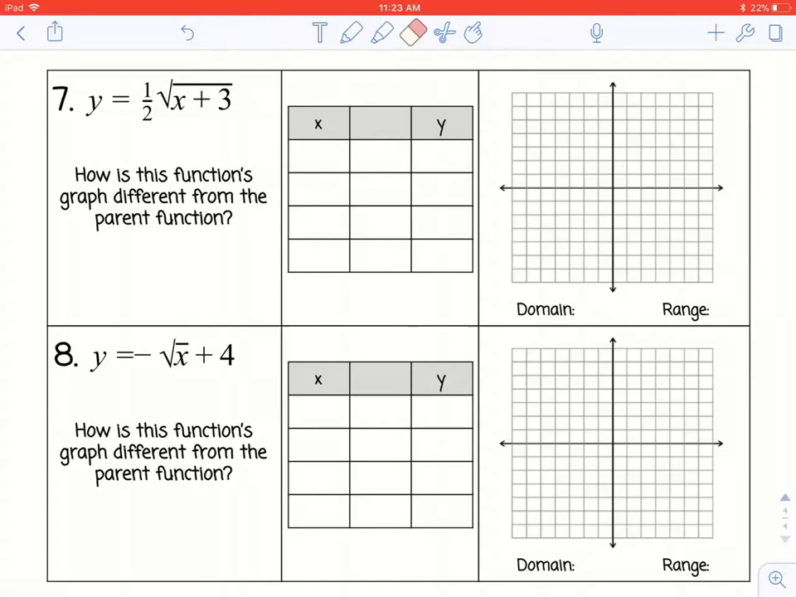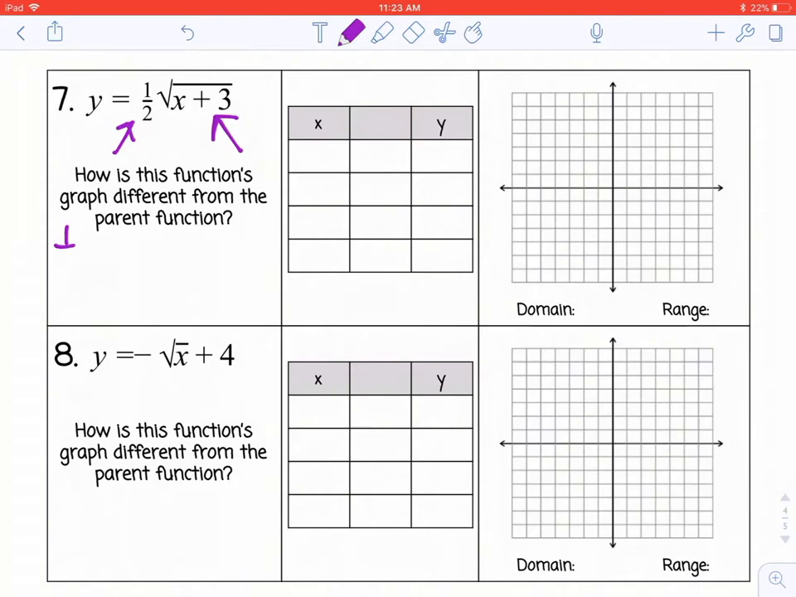In this video, we're going to look at the last two examples of graphing radical functions. So in example 7, we have y equals 1/2 times the square root of x plus 3. There are actually two things affecting our graph. We have a coefficient of 1/2, and underneath the radical we have a positive 3 added to the x.